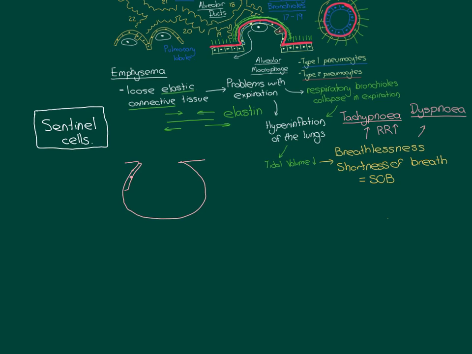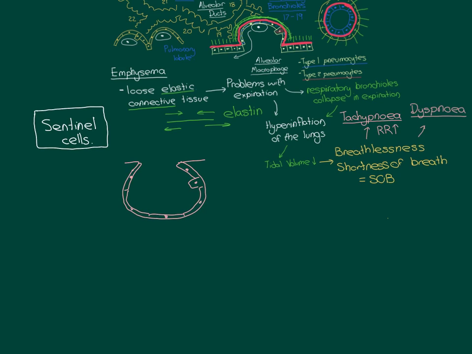So here's a type 1 pneumocyte. Here is another type 1 pneumocyte. Another type 1 pneumocyte. Another type 1 pneumocyte. I might just put in a type 2 pneumocyte for variety. And then we've got another type 1 pneumocyte. And then I'll put in the basement membrane as well.